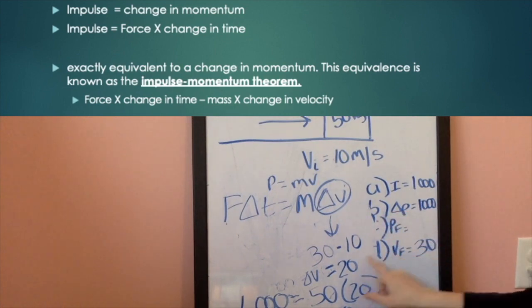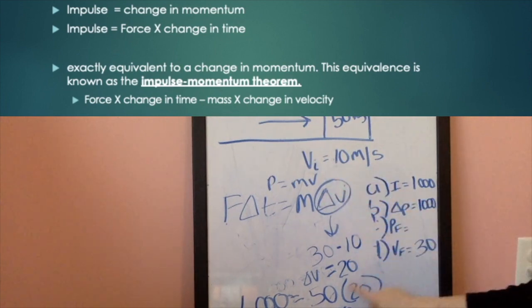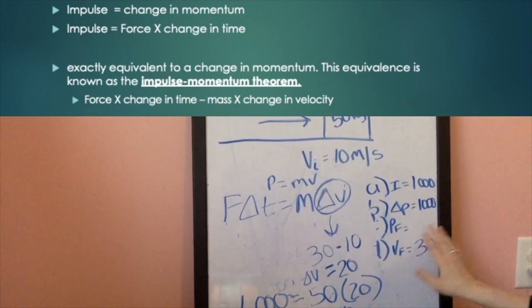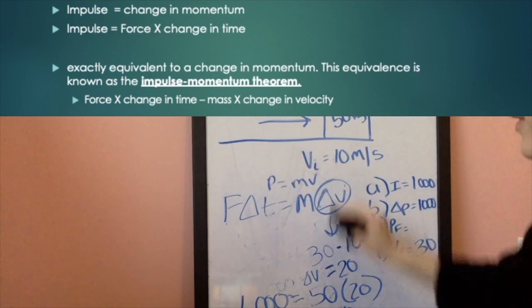Because we just checked it with our final velocity minus our initial velocity equals 20 times the mass, which is 50, is equal to 1,000. So we know our final velocity is equal to 30 as well, which we will need when we calculate our final momentum. So let's go ahead and figure that out.